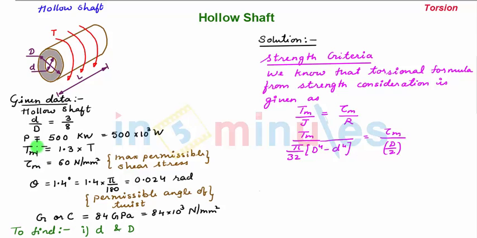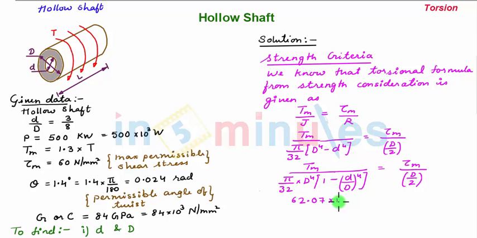Now since we have been given the ratio of diameters, I take D from this bracket outside so that over here we get the ratio of small d by capital D. So we have Tm upon pi by 32 into capital D to the power 4 into 1 minus small d by capital D, the whole to the power 4, and this whole is equal to tau m upon D by 2. So now upon substituting the values of Tm and tau m, we can get the value of D.